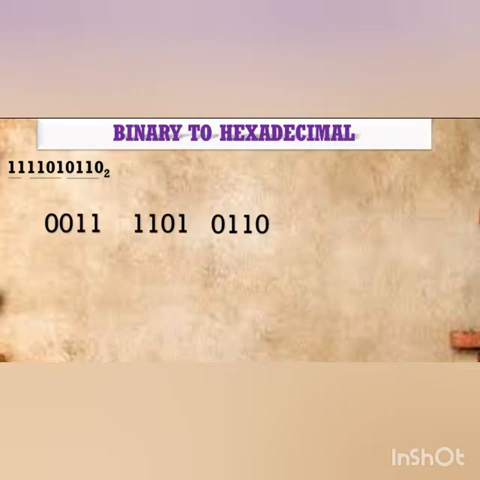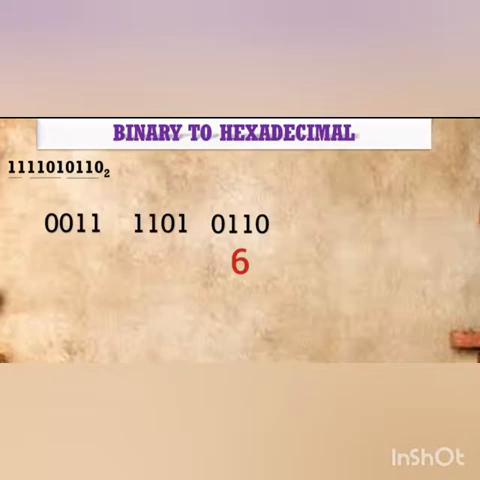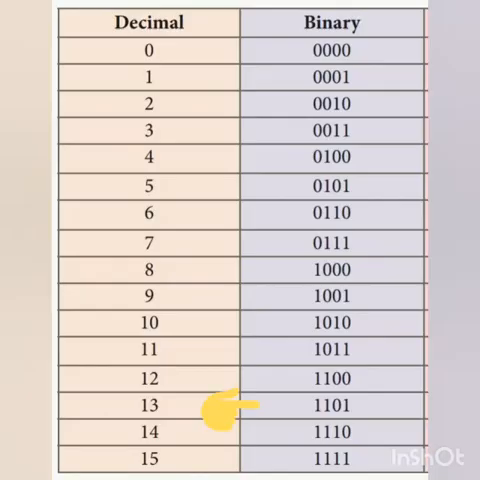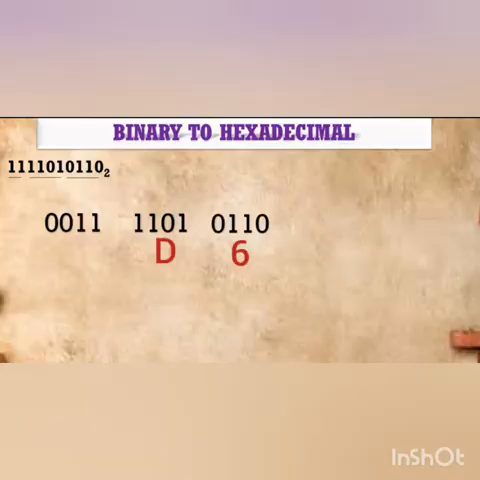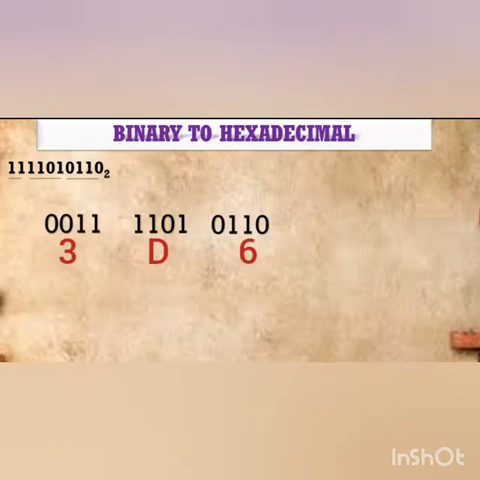The first method is using the tabular column. What is the value of 0 1 1 0? The value of 0 1 1 0 is 6, so we write 6 here. Then what is the value of 1 1 0 1? Yes, the value is D. Next, what is the value of 0 0 1 1? The value is 3. So the answer is 3D6 base 16. Okay, this is the first method. Now we are going to do the second method.